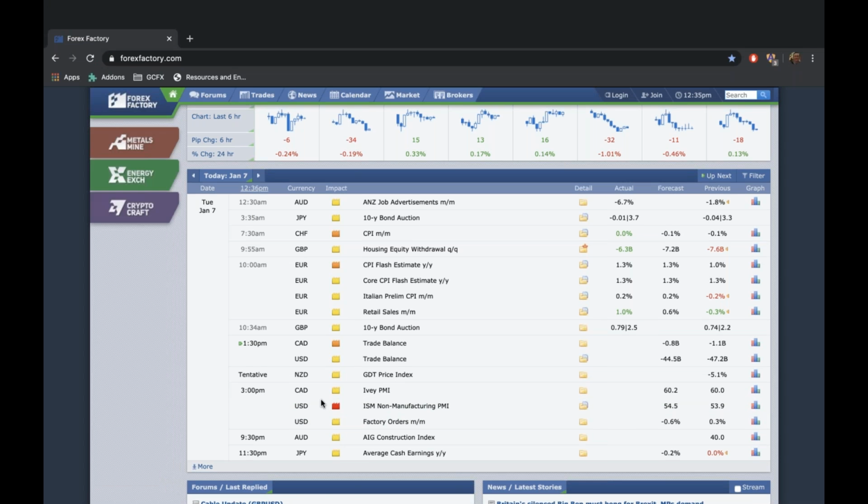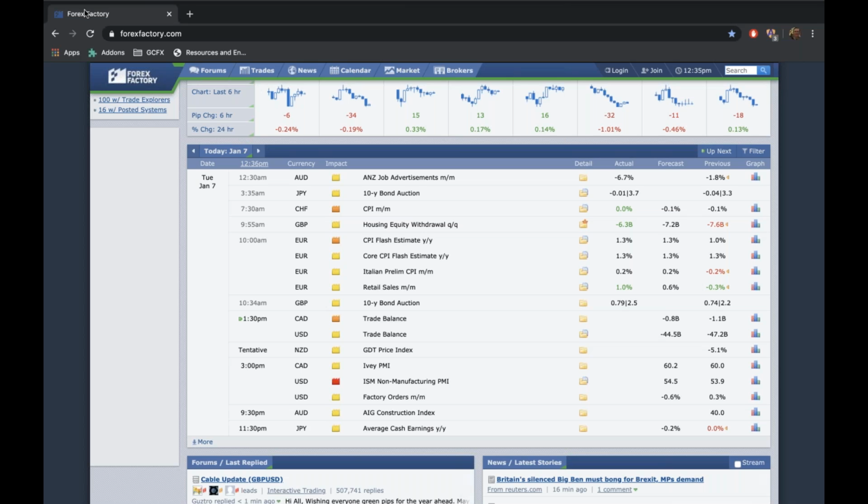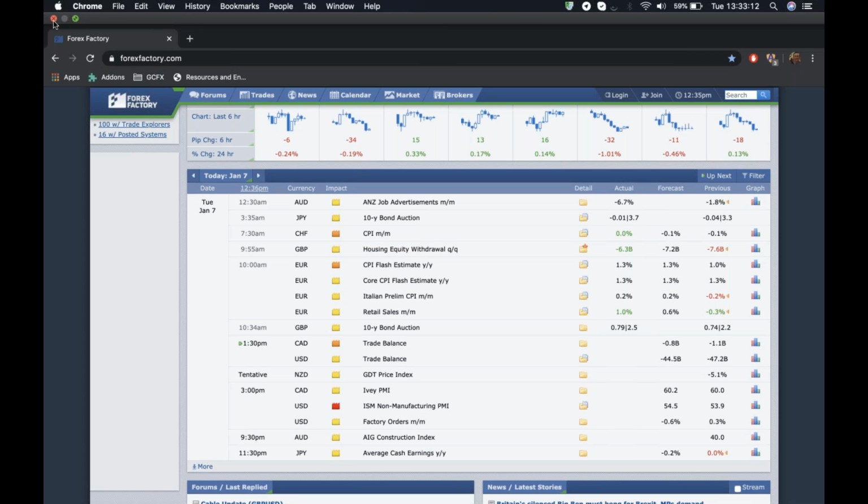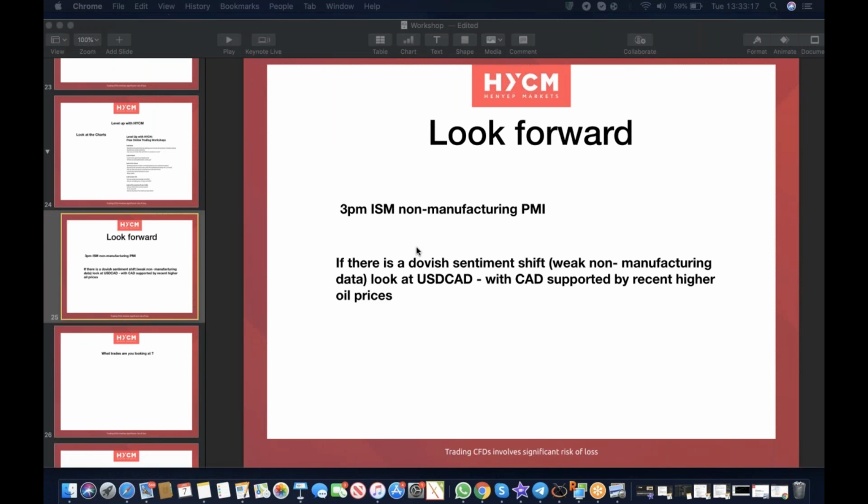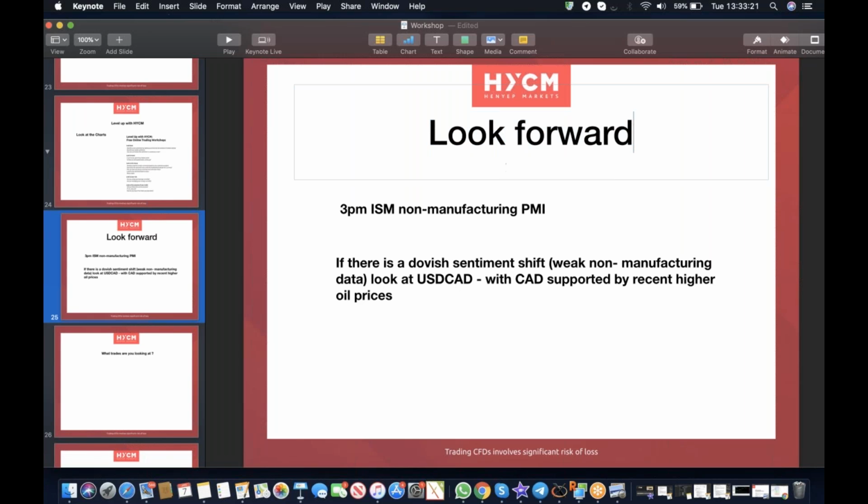So just be aware that that is a bit of a market focus for the week, and arguably the most important scheduled data point. Obviously, we've got non-farm payrolls on Friday as well, which will be important. But looking forward, you've always got to look forward. What's going on? What's coming up? Now, if there's a dovish sentiment shift, I would then be looking at US dollar CAD.